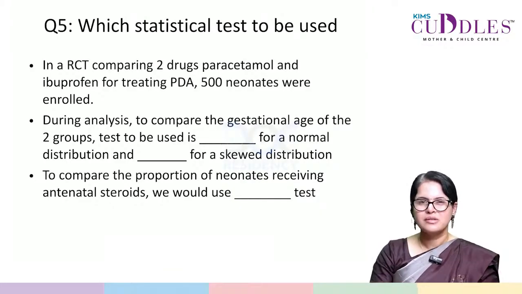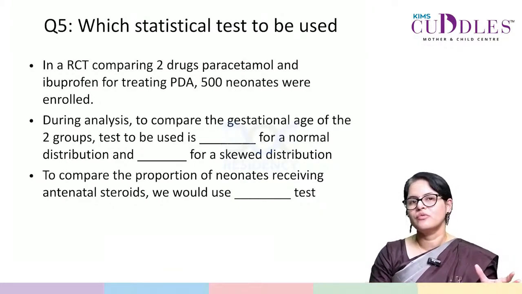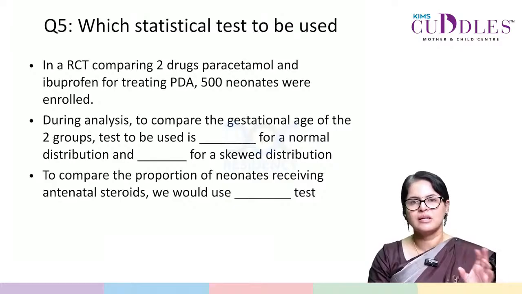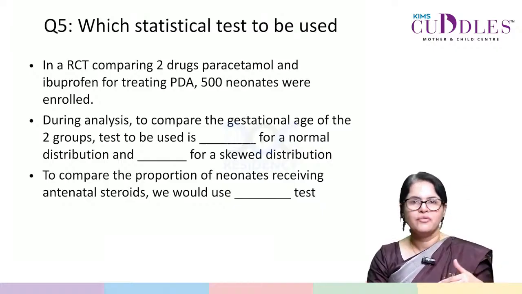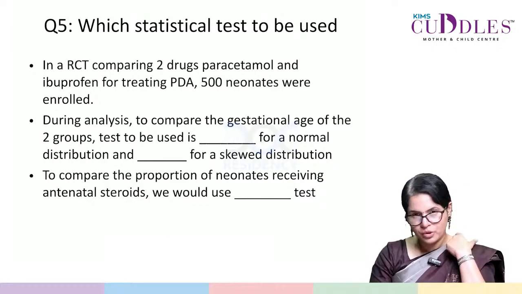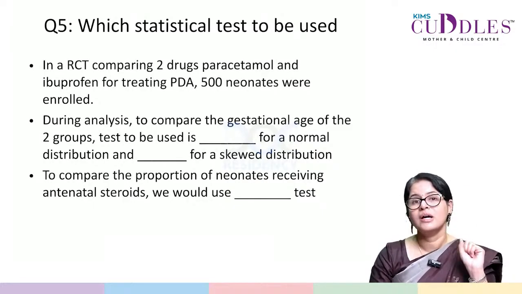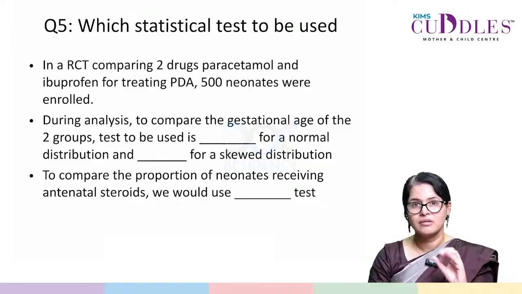So here we are going to discuss some of the tests of significance. Which test do we use in which scenario? We have different tests like the chi-square test, the simple or student t-test, and the Mann-Whitney test. So let's discuss a little bit about which tests are to be used for assessing the significance between two groups.